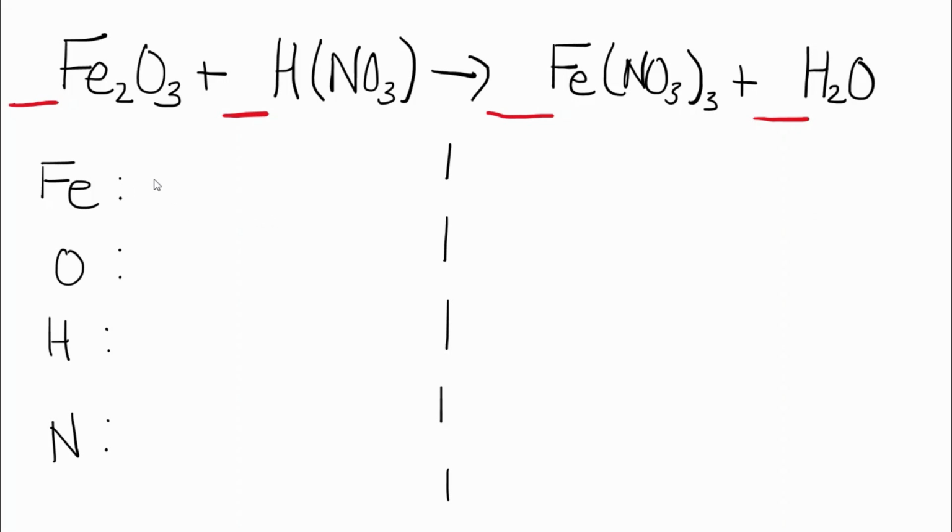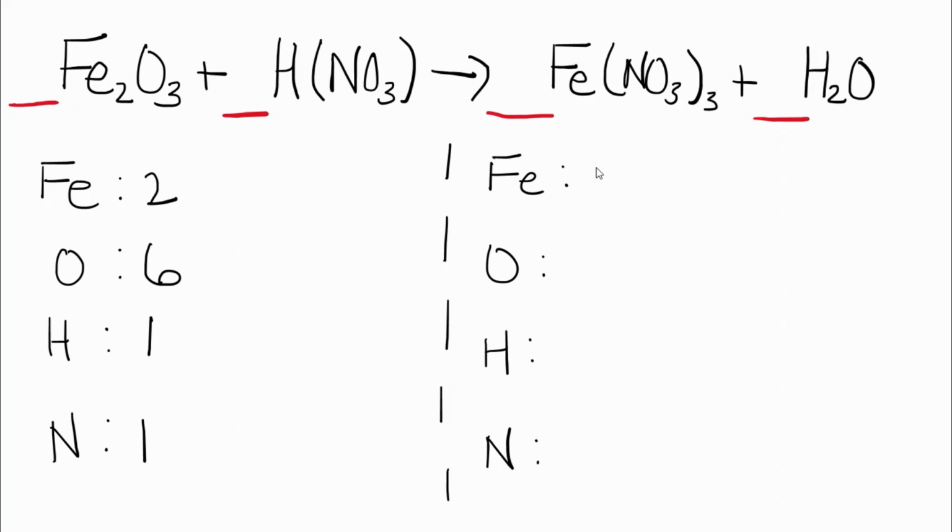So on the reactant side, you can see we have 2 irons, we have 3 oxygens from the iron oxide, and 3 oxygens from the nitric acid, which is going to give us a total of 6 oxygens. We're going to have 1 hydrogen, and we are going to have 1 nitrogen. Let's do the same thing on the other side, because we have conservation of matter, so we are not destroying any of the elements, so they are the same on both sides.